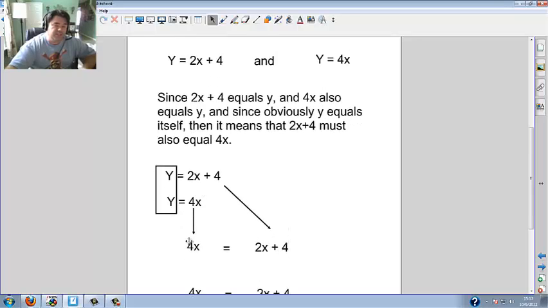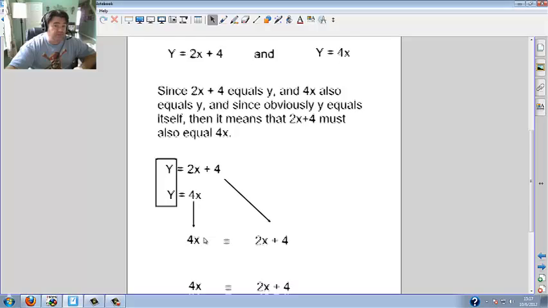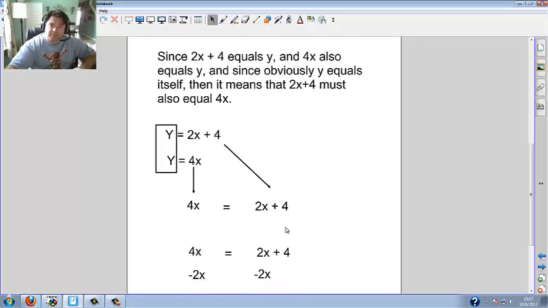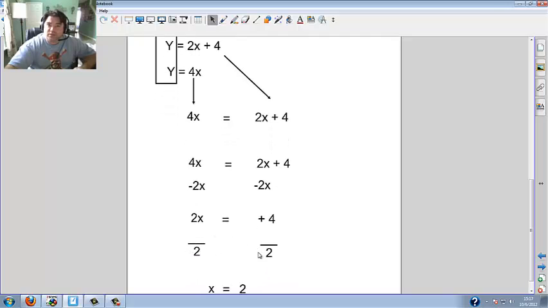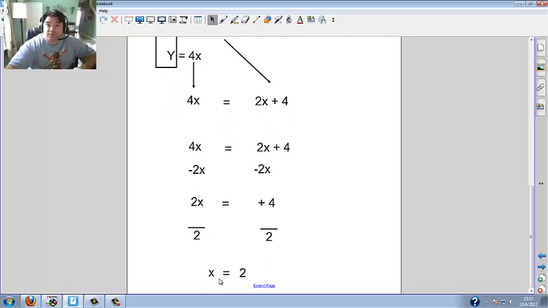Again, I don't know what the x is yet, but now at least I can solve, because I only have one variable. So, instead of plus 2x, I'll minus 2x. Minus 2x on one side, minus 2x on the other, and notice how I get 2x equals 4. Then, instead of times 2, divide by 2. Divide 2 to one side, divide 2 to the other, and there you get x equals 2.